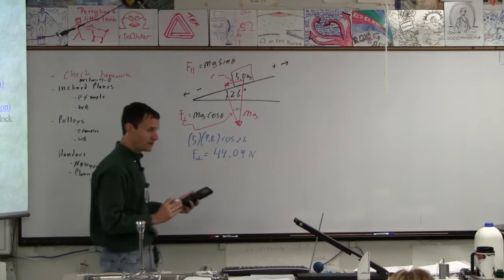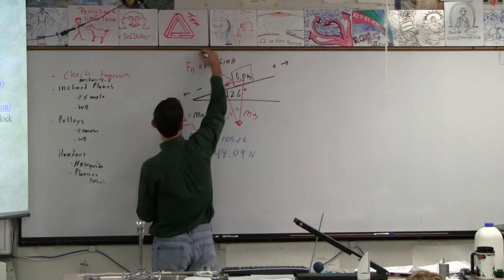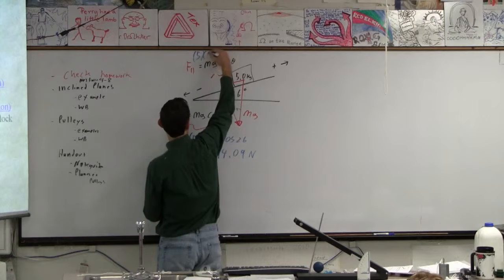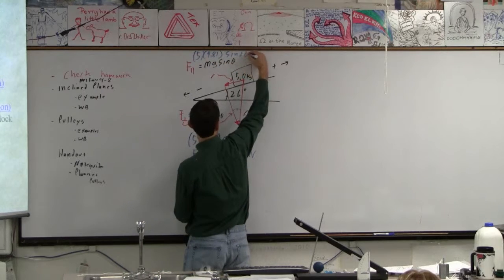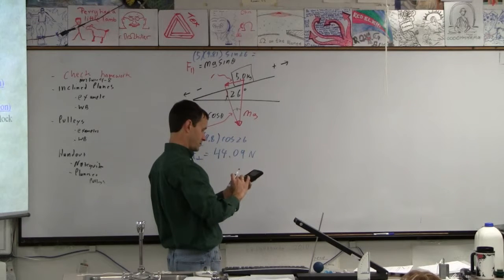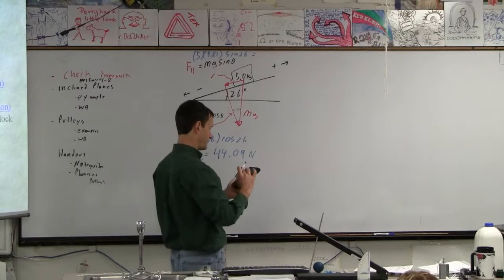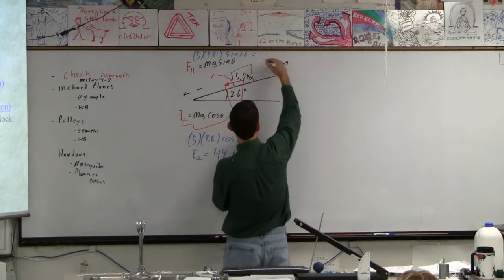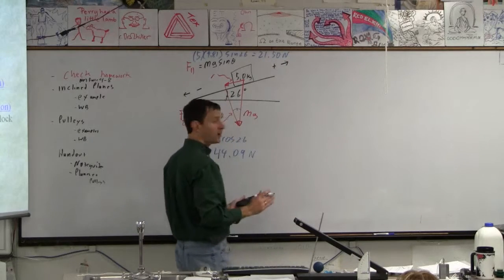And then it says, what is the force parallel to the plane? That's going to be this guy, right? So it's going to be 5 times 9.81 times sine of 26 equals, and that's 21.50. Okay, so that's part A.